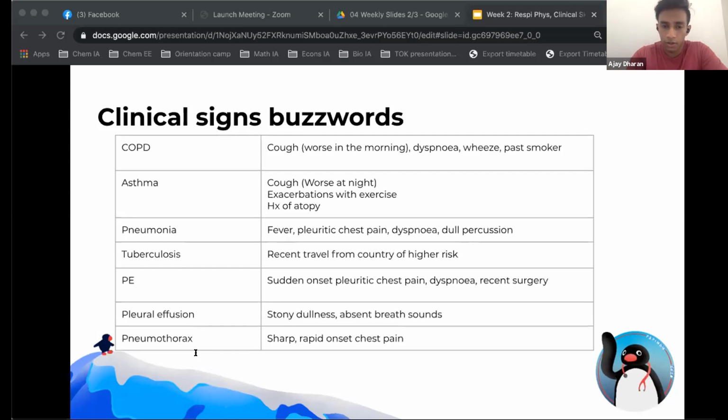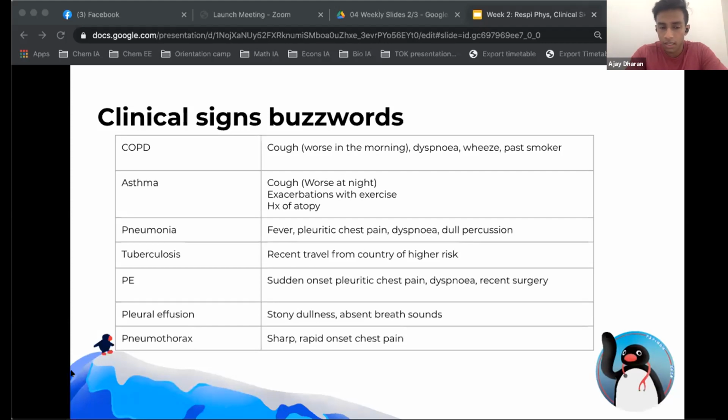And these clots can flick off through the blood and travel all the way up to your lungs. And once it enters your lungs, it's known as pulmonary embolism. So usually DVT can lead to PE. So moving on to pleural effusion, we've got stony dull. Again, this is due to the fluid buildup, and you have absent breath sounds. And finally you've got your pneumothorax, and that's a sharp, rapid onset chest pain.